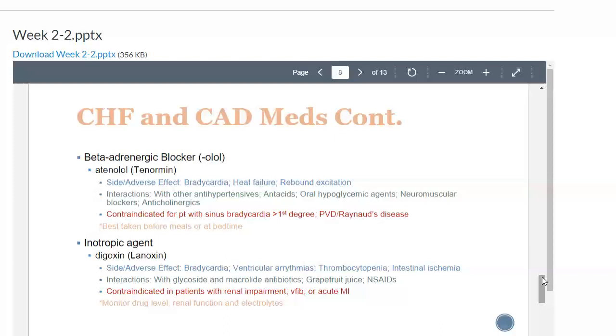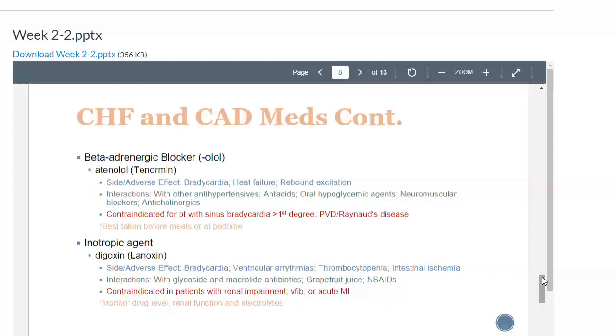Again, it will affect blood pressure and heart rate, so really assess for side effects of bradycardia, rebound excitation, and it can interact with other antihypertensives and anticholinergics. It's important that when a patient is on this, they do not stop the drug abruptly. They should titrate it down, and do not use if a patient becomes extremely bradycardic or develops heart block, because they can go into cardiogenic shock.